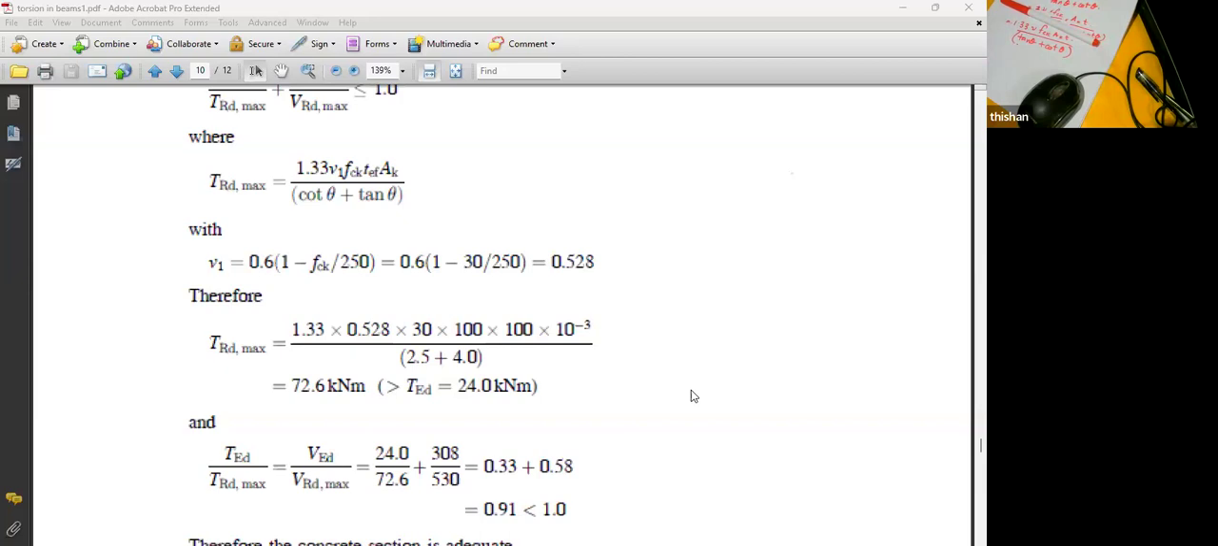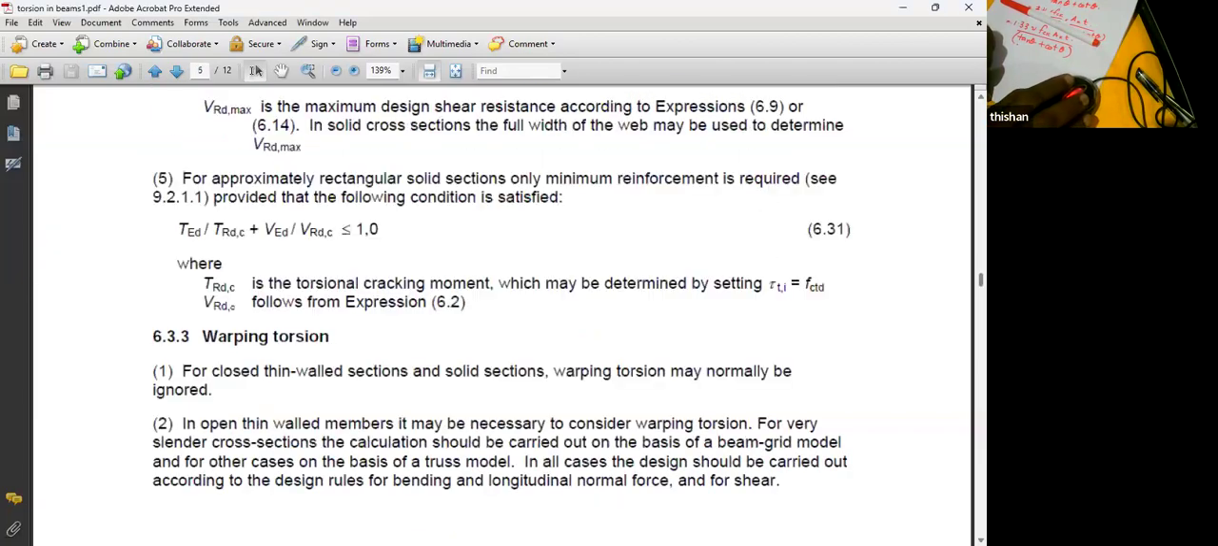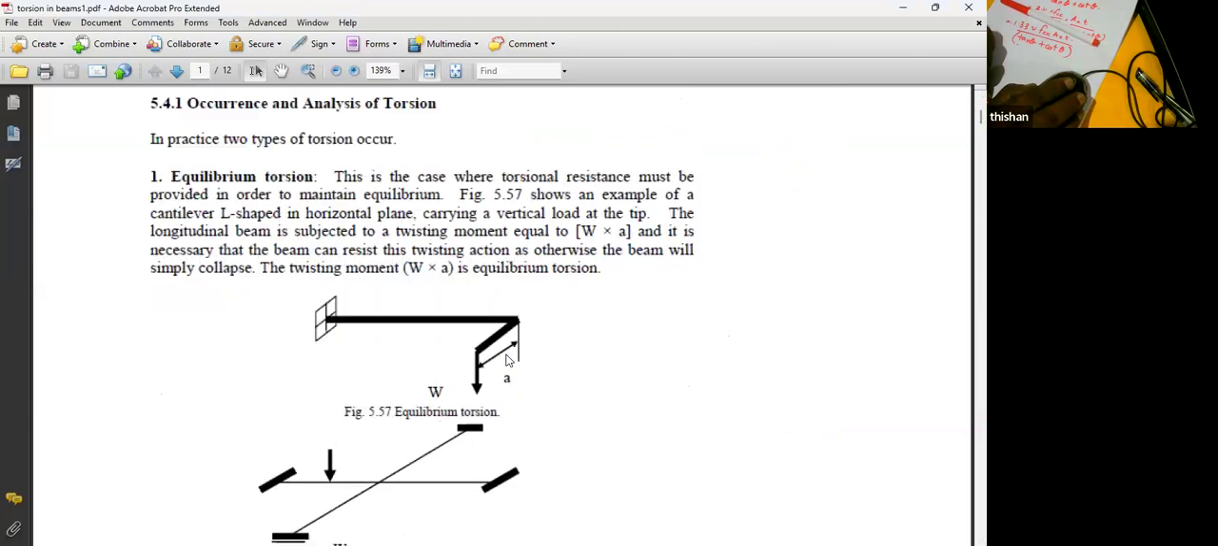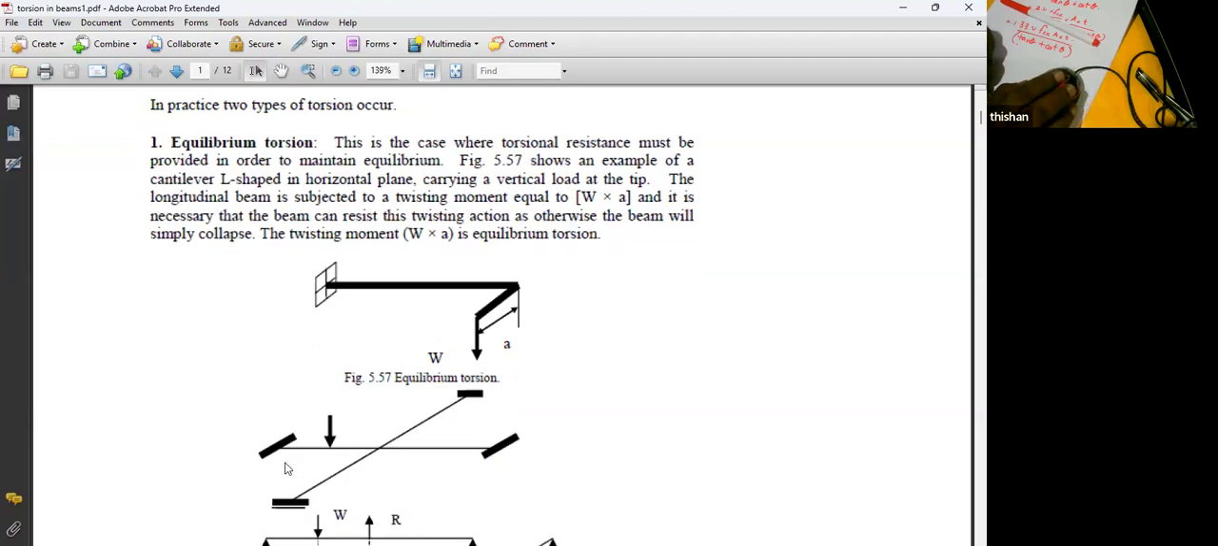Okay, sir. So if you look at the note, if I go to the earlier part of the note, you can see we are having a situation like this. That's how the torsion comes, and that is equilibrium torsion. We must resist it by providing torsional reinforcement. On the other hand, we can get a situation like this. It's compatibility torsion, and we don't have to worry too much about it.